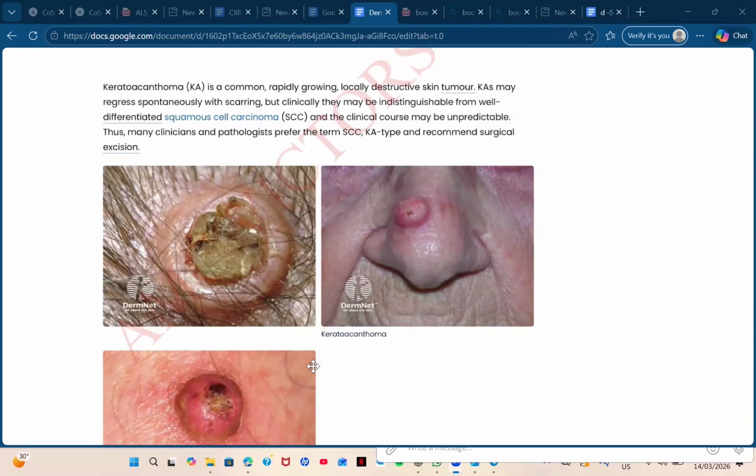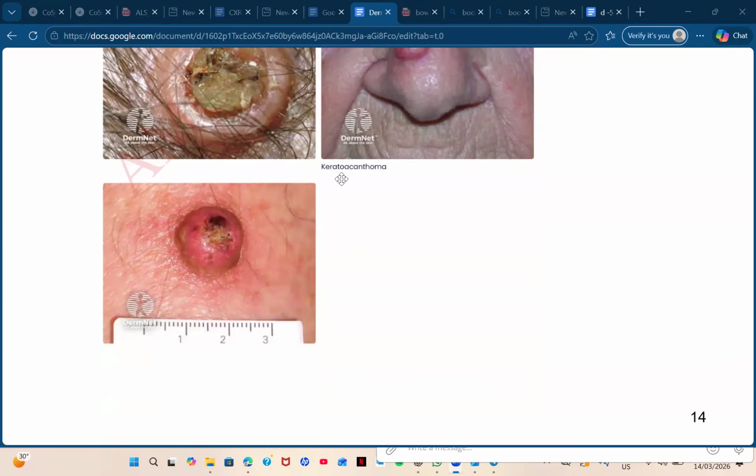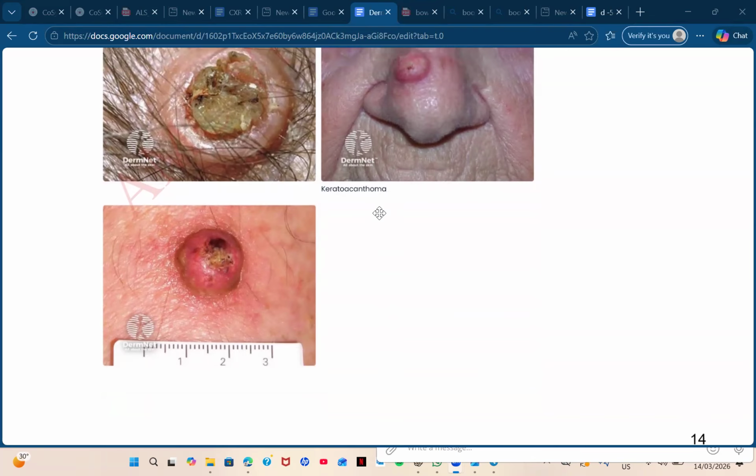Okay. So what is the treatment for keratoacanthoma? Doctors, what is the treatment for keratoacanthoma? Complete surgical excision, right? Complete surgical excision.